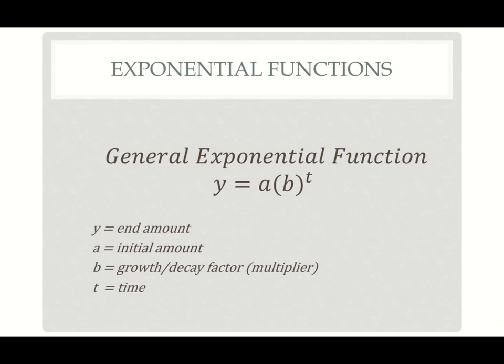So now we're going to get into actually writing exponential functions. And our general exponential function is y equals a times b to the t. So y is our end amount, our end population, our end dollar amount, our end bacteria amount, whatever our end goal is. A is going to be your initial amount, what you start with, and b is your growth or decay factor, that multiplier that we just worked on finding. We're going to have to find that within the context of the problem to be able to write that as the base of our exponential. And then t is going to be the amount of time.